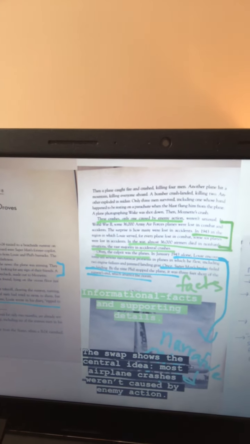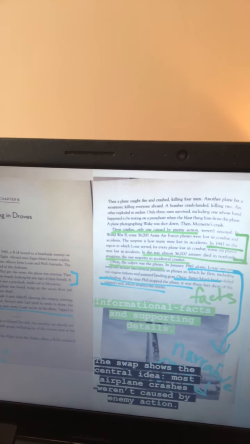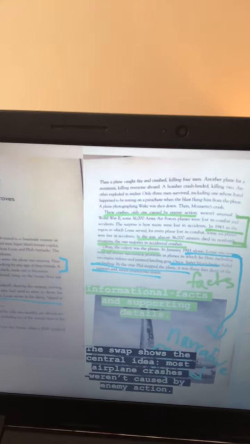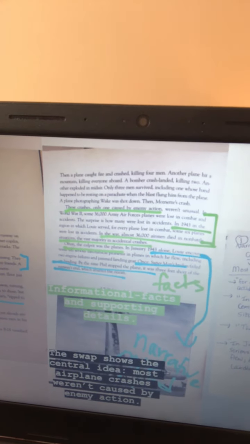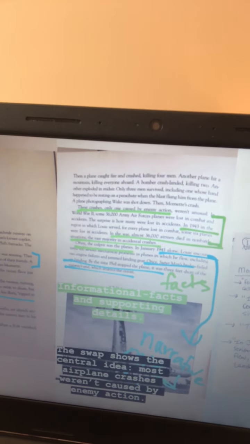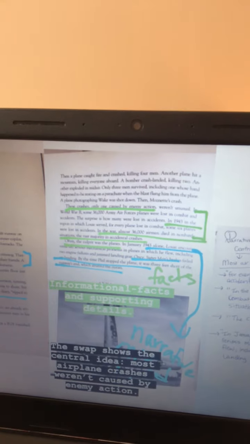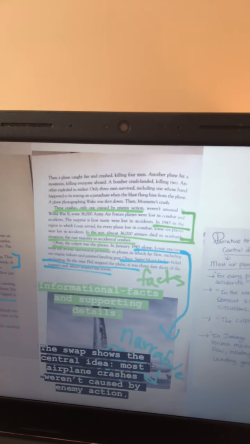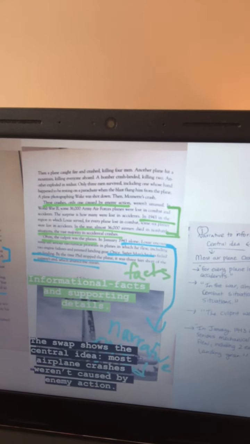Okay, so it says, the first loss came from the flight from the States when a B-24 vanished. Then the plane caught fire and crashed, killing 4 men. Another plane hit a mountain, killing several aboard. A bomber crash-landed, killing 2. Another exploded in midair. Only 3 men survived, including the one whose hand happened to be resting on a parachute when the blast flung him from the plane. The plane photographing Wake had been shot down.